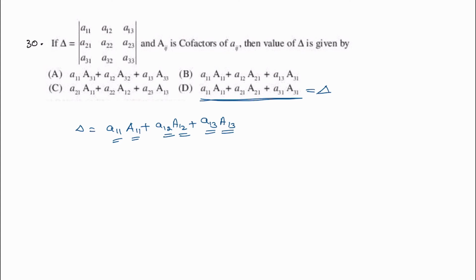Whereas, if elements of a row or column are multiplied with cofactors of any other row or column, then their sum is 0. For example, if I multiply the first row elements with the second row cofactors, that is A21, A22, A23, and add, the answer will be 0. Here we get the determinant value only in the case D. D is the correct option.